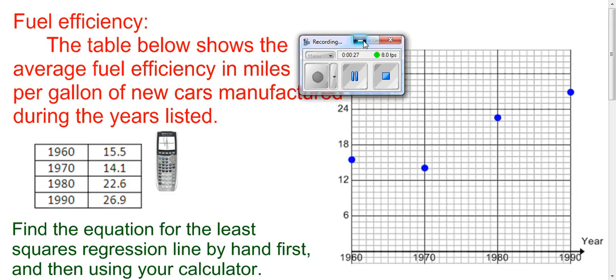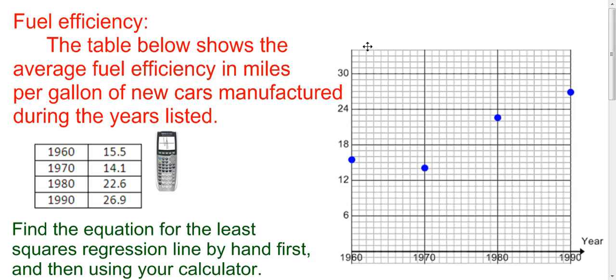So what I'm first starting out with here is a problem about fuel efficiency. I've looked at some various cars based on the year that they were built, and then looked at the fuel efficiency, which is how many miles per gallon they get, okay? And you can see that when you plot those points, for instance, I plotted the point in 1960 and 15 and a half, and I plotted the point in 1970 and 14.1. So those are all plotted for you.